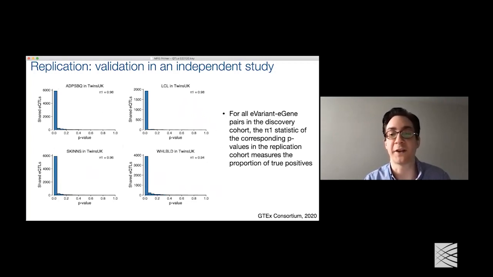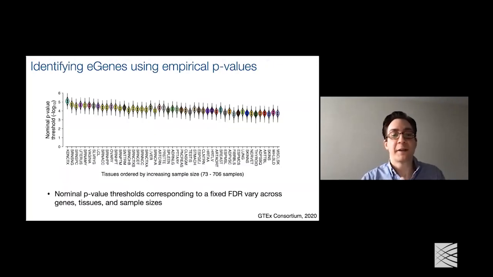But to quantify this, we can use the same strategy behind the Q values, which is to estimate the proportion of true positives. Now linking this back, both in terms of the FDR thresholds and the permutation scheme, to nominal p-values.